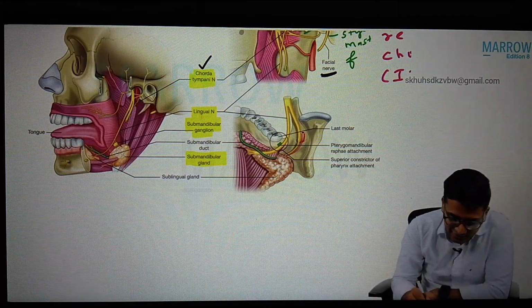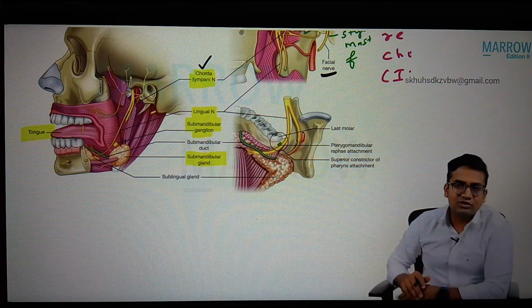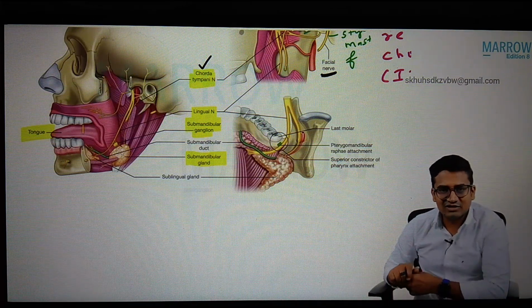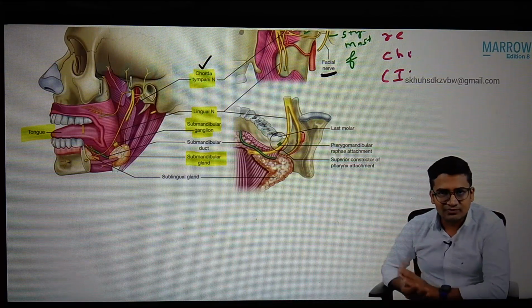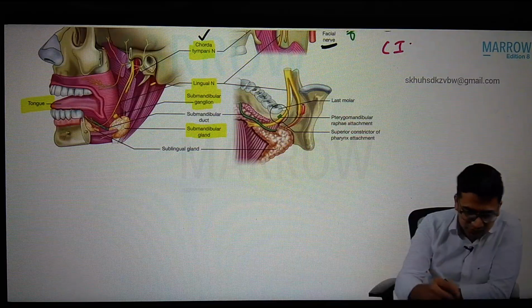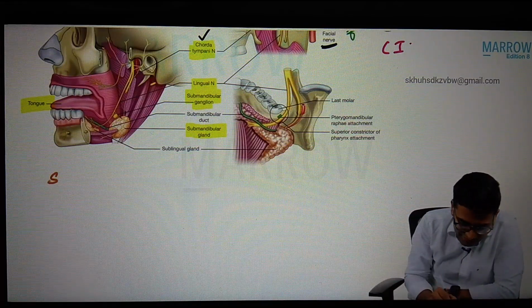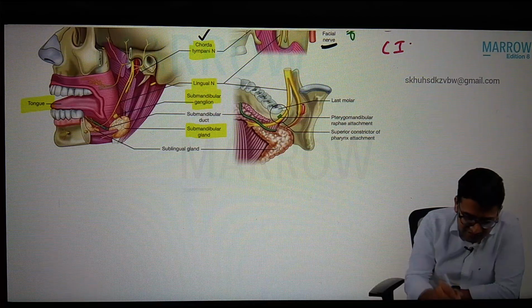After suspending the ganglion, the lingual nerve will go all the way to the anterior two-third of tongue, which carries general sensory fibers from the anterior two-third of tongue. Clear? Now we write the course. Yes, the lingual nerve, after receiving chorda tympani nerve, the lingual nerve suspends.